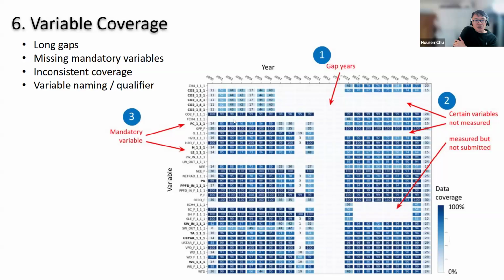The last check we did, this one doesn't have a CSV file or the table. This one only has the figure. This is variable coverage. A couple of things: take a look at this one and you can use it to identify a couple of things. Are there any long gaps?